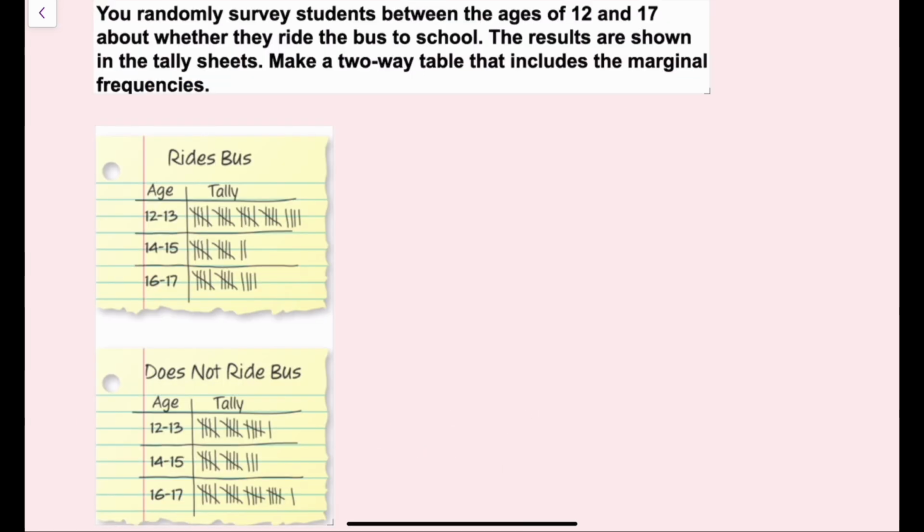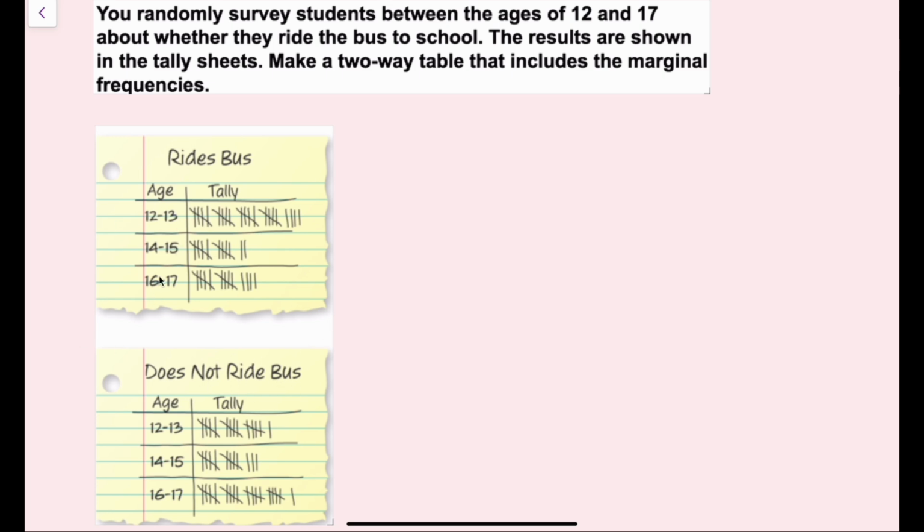For this example, you randomly survey students between the ages of 12 and 17 about whether they ride the bus to school. The results are shown in the tally sheets. Make a two-way table that includes the marginal frequencies. So to make a two-way table with this, I'm going to figure out what I have for my data. I have my age range, so 12 to 13, 14 to 15, and 16 to 17, and that's for both. And then I also have whether or not they ride the bus or do not ride the bus.